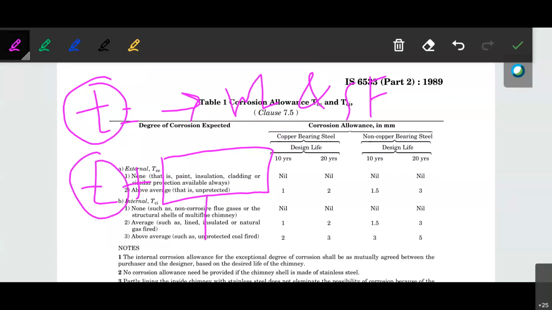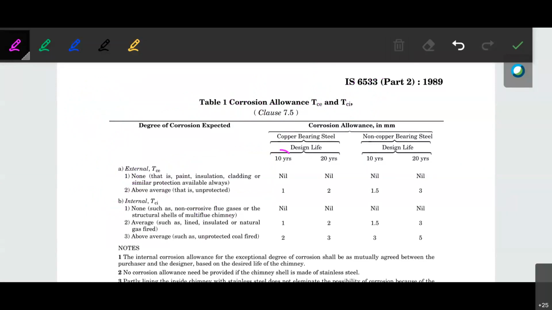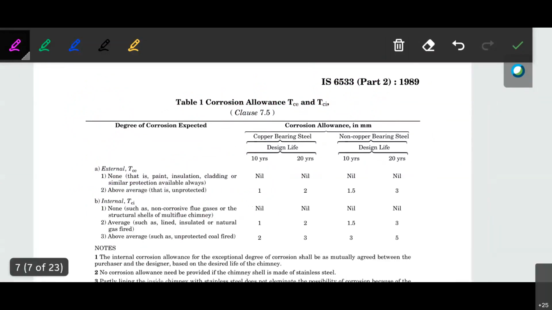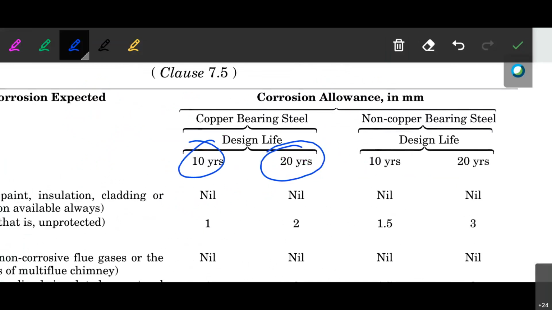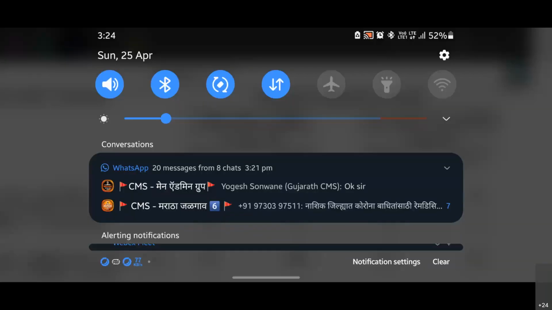Okay, so that particular corrosion allowance will depend upon the lifespan of that particular chimney. Okay, how long the lifespan of your chimney is, whether it is 10 years, whether it is 20 years, whether it is the copper bearing steel or the non copper bearing steel.